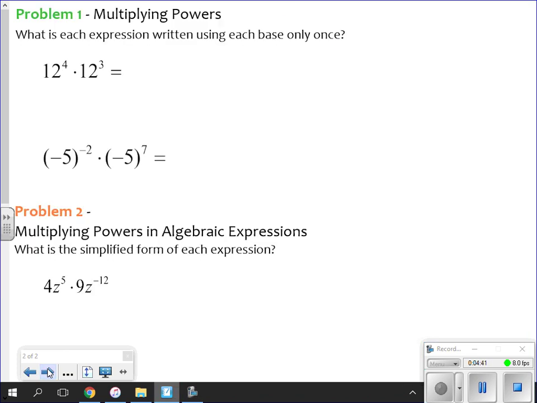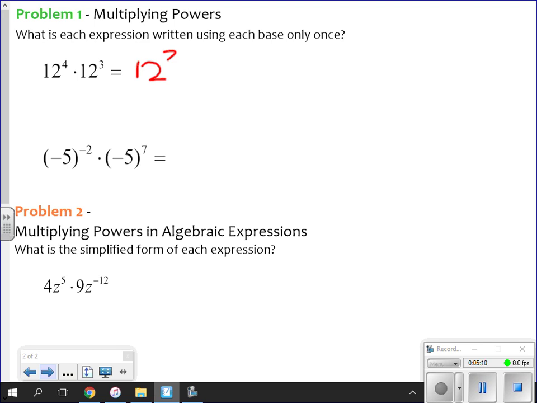Okay. So 12 to the 4th times 12 to the 3rd is 12 to the 7th power. Please do not try to multiply that out on your calculator. It will not work well for you. Trust me on this. It is huge. And you don't want to do it. Okay?